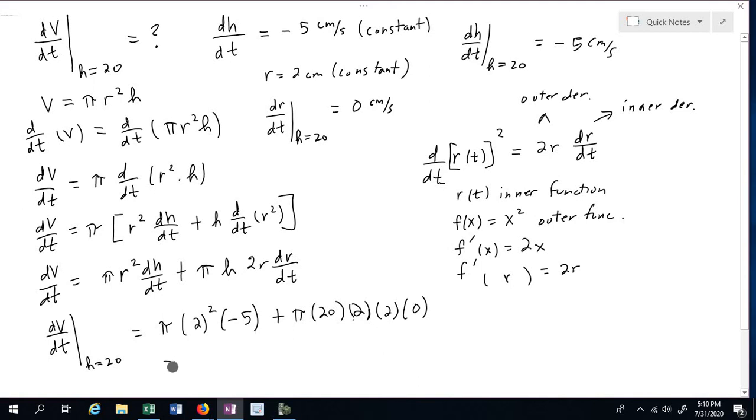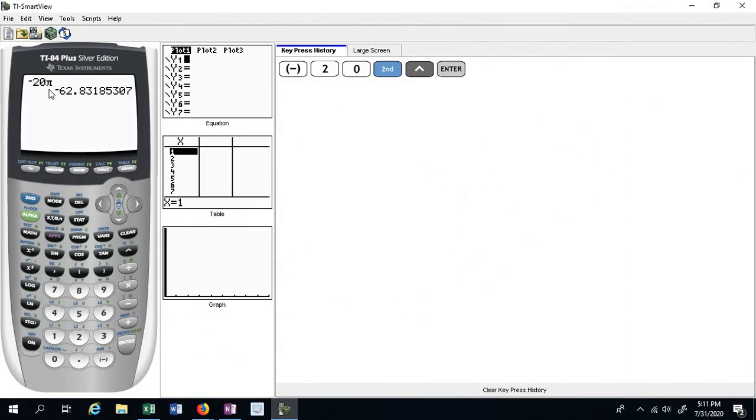Okay, so that just leaves us with, right, this cancels out, that's just 0. And so that just leaves us with 4 times negative 5, which is negative 20 times pi. Okay, and then let's put units on this. This is in units of volume over time. So volume would be cubic centimeters over seconds, right? Because time is being measured in seconds. Okay, and if you plug this into your calculator, negative 20 pi is negative 62.83 if you round it off to 2 decimals.